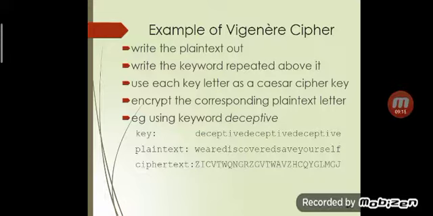In this way we can repeat the operations for all the letters. Simply we have to add the key into the plain text. If we get the addition, we consider that particular number and find the respective alphabet for that number. In this way we can convert the plain text information into the ciphertext.